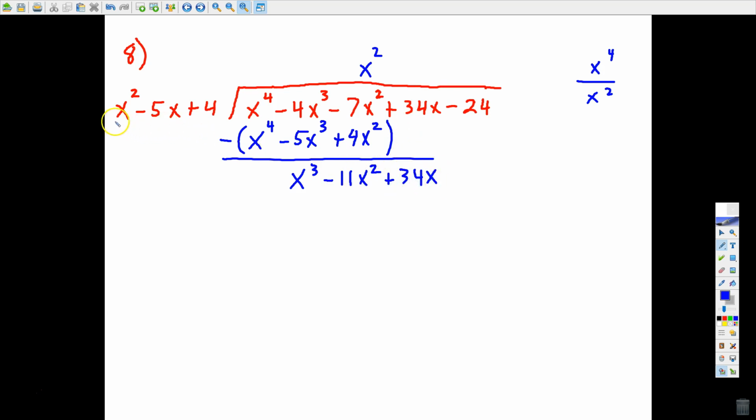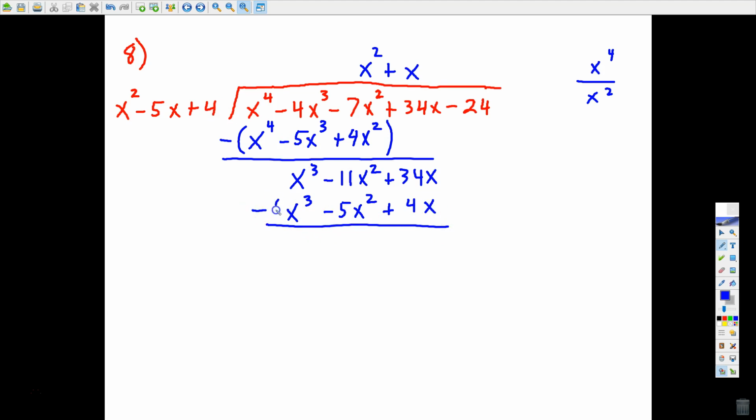Okay, repeat. x squared into x cubed goes x times. And now multiply x times each one of these. x times x squared. x times negative 5x. x times 4.